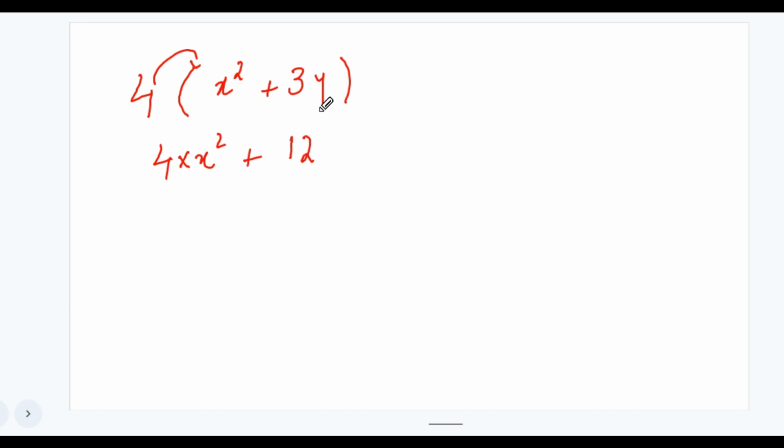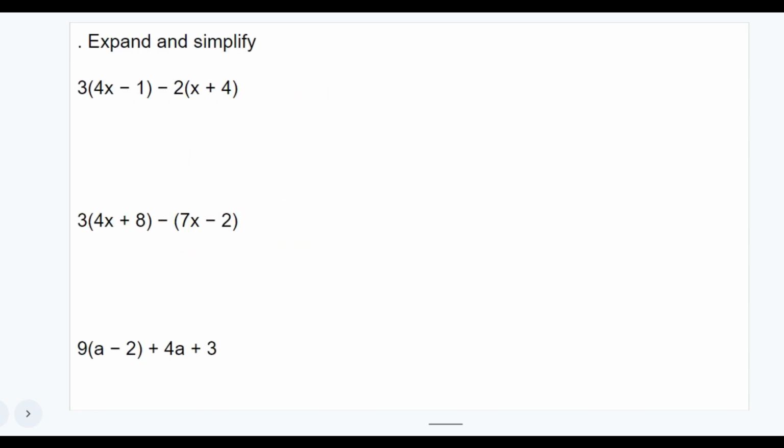In the same way, for example, if I have x squared plus 3y, and I need to multiply it by 4, how can you expand your bracket? Again, you need to multiply this number inside. So 4 times x squared, and 4 times 3 will give you 12, and y will remain as it is. So 4 times x squared means 4x squared. 12 times y is 12y. So 4x squared plus 12y is your answer.